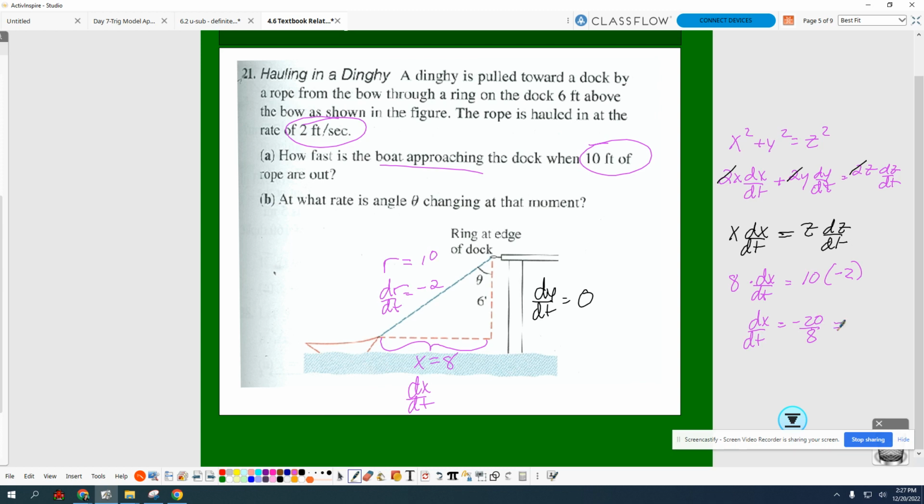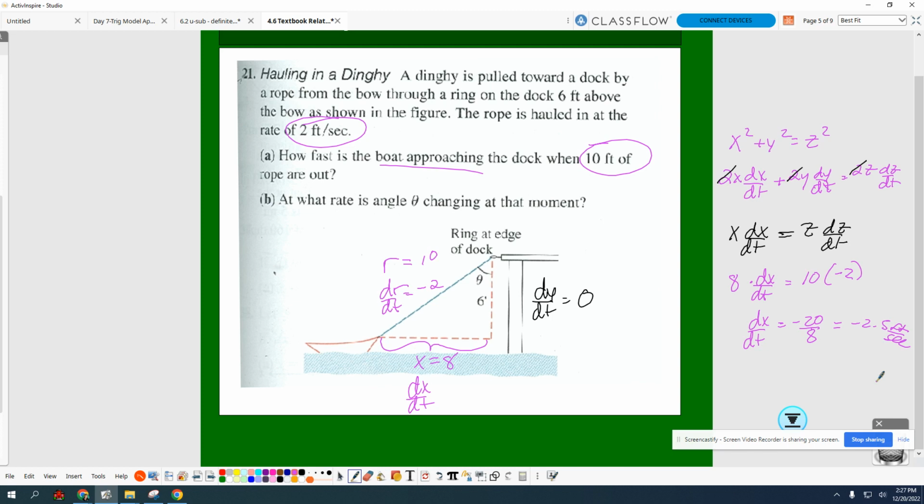So it's negative 20 over 8. What are the units? Feet per second, because it's changing. Okay, and we can reduce that. The boat's getting closer at 2.5 feet per second when the rope was getting shorter by 2 feet per second. They don't have to be the same.